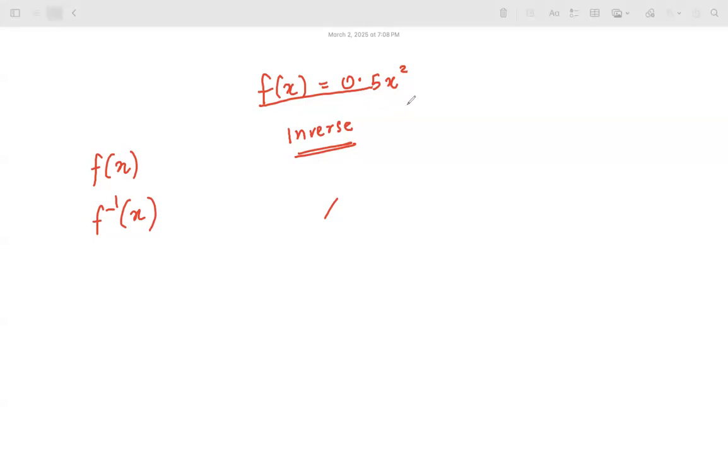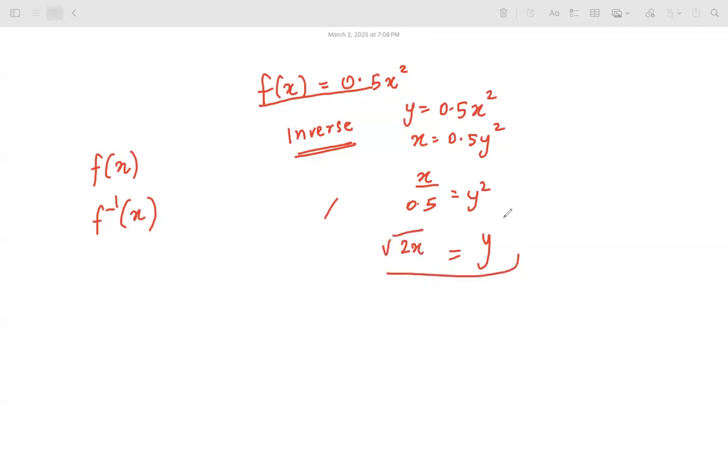What I meant to say is, this is given as 0.5x squared. I'll go ahead and do it and you can tell me. Now change it: x equals 0.5y squared. Step one is that, and step two is to solve for y. x divided by 0.5 equals y squared, so y squared equals 2x, and y equals the square root of 2x. So this will be f inverse of x. I asked you whether the square root is applicable to just the 2 or even the x. Both. Yep, okay. So f inverse of x equals the square root of 2x.